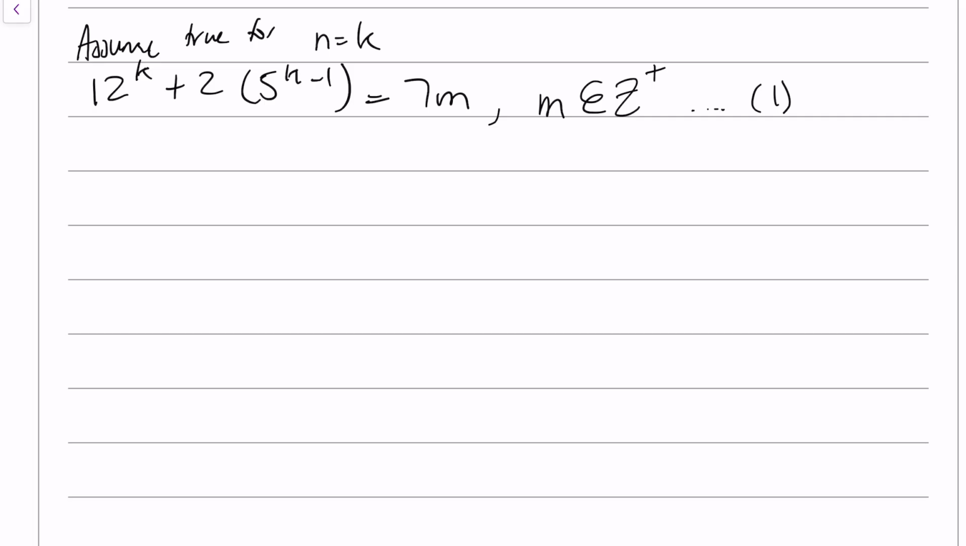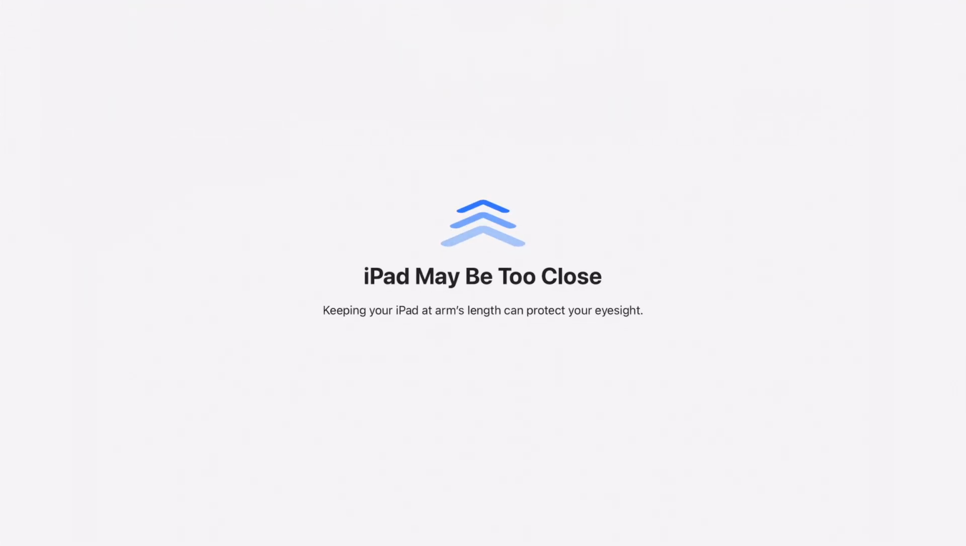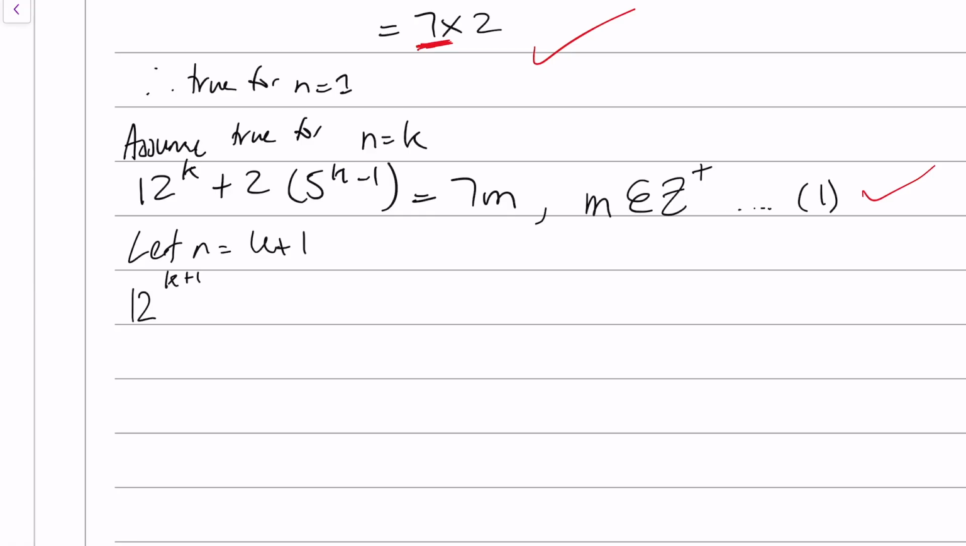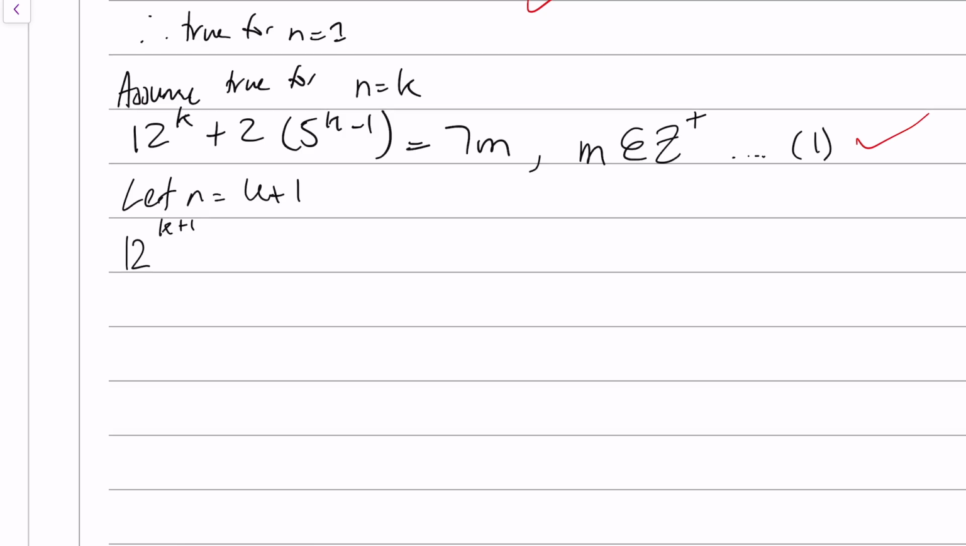Now, my inductive step is saying let n equals k plus 1. So now I have 12 to the power of k plus 1. Again, I'm just substituting n's. And sorry, the second mark is making that assumption. The third mark is by basically doing the n equals k plus 1 substitution. So it's really that easy.